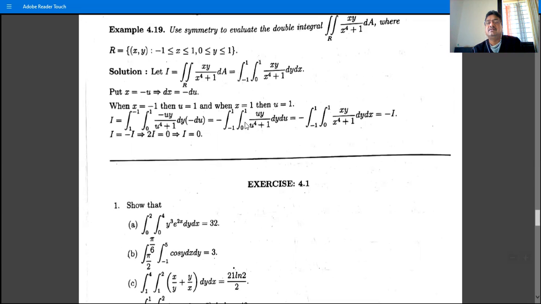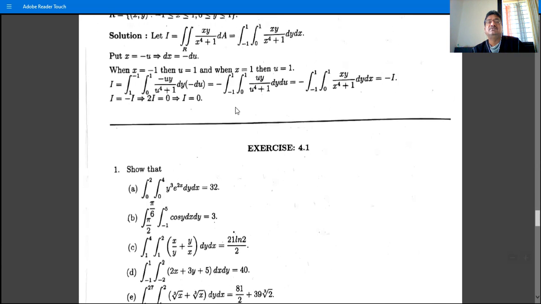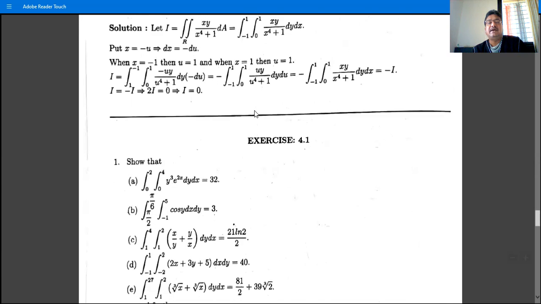Because in definite integration, the variables are not important, that is you can replace any variable by any other variable. So I is, this is I and this is minus I, so 2I is 0, so I is 0. So we can solve this by another method.